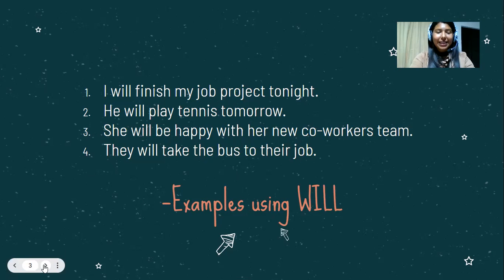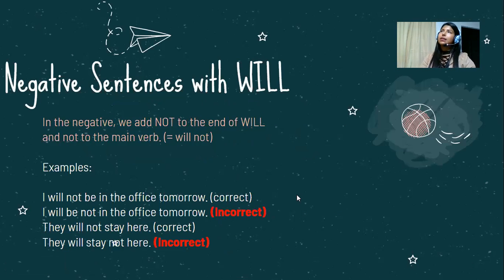Okay. So now, guys, remember when we are using that simple form, we have negative sentences, okay? With will, we have to consider that we should add the word not after will and not before the main verb. For example, I will not be in the office tomorrow, okay? That's the correct form. What is the incorrect form? Here you can see in the red words, I will be not in the office tomorrow.